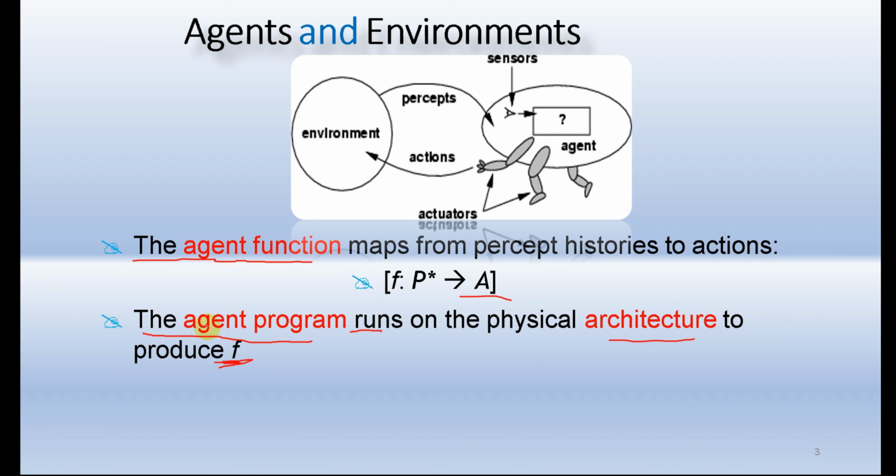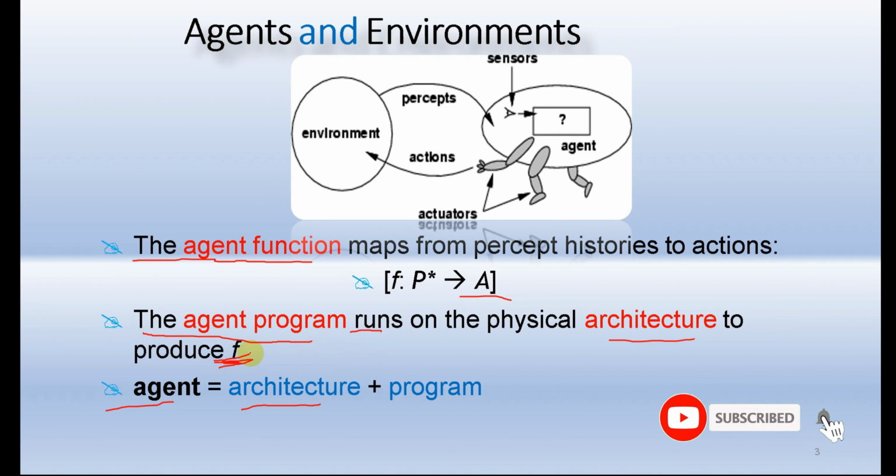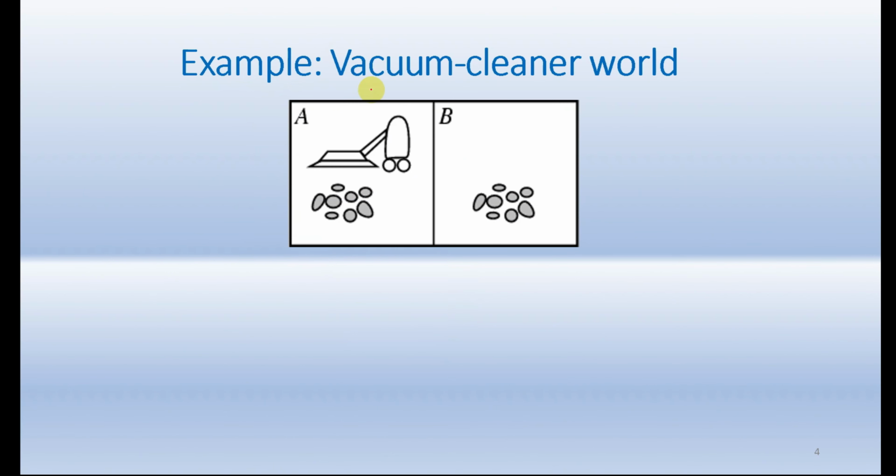For that there is an agent program. This agent program runs or executes on the physical architecture to produce a function. This physical architecture may be a robot or it may be the human body itself, right? Agent equals architecture plus program. There is an interface, and on top of this interface there is a program. Which program? The agent program, in order to produce an agent function. We call it an agent, or agent equals architecture plus program.